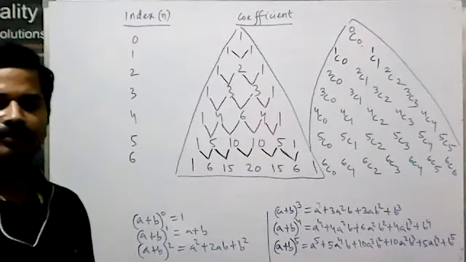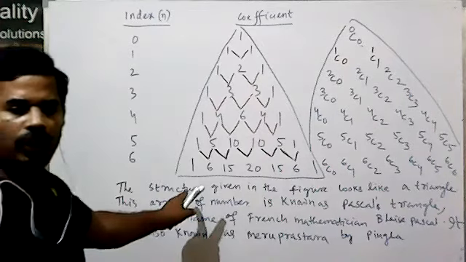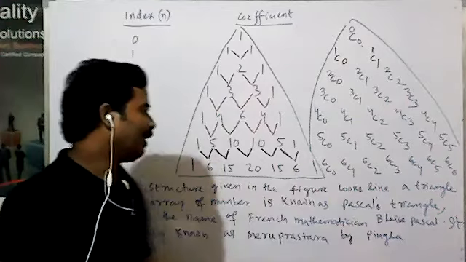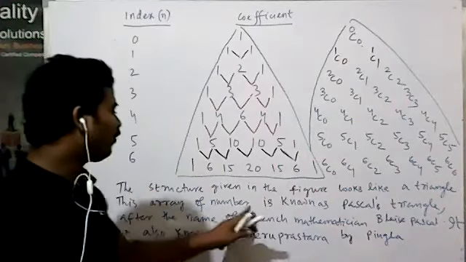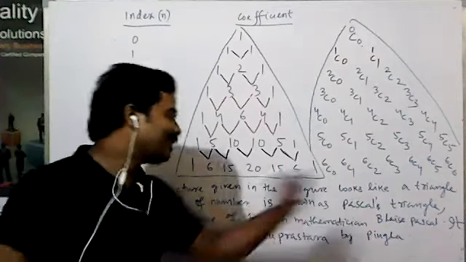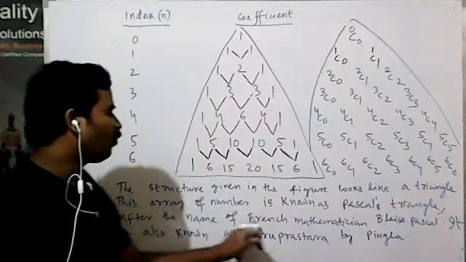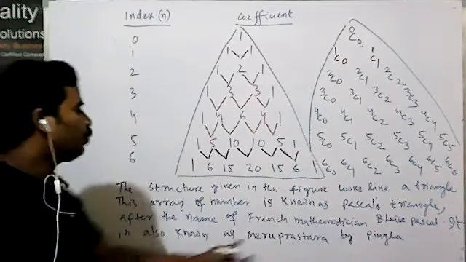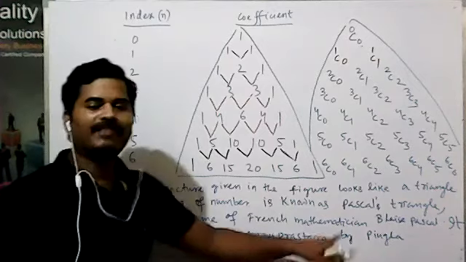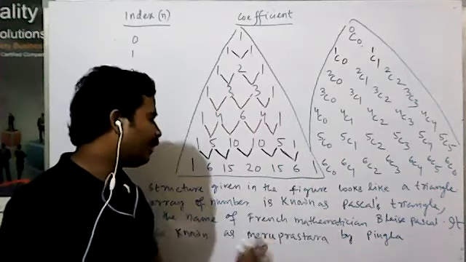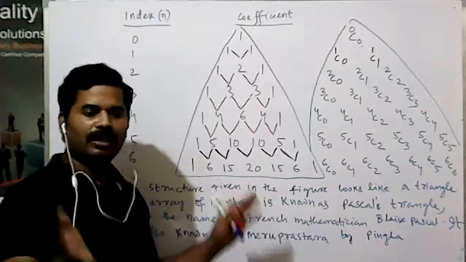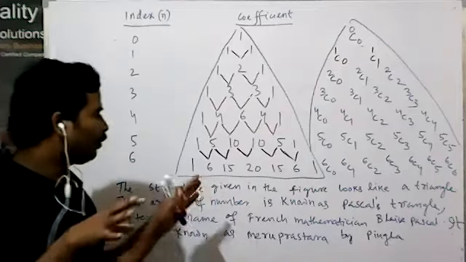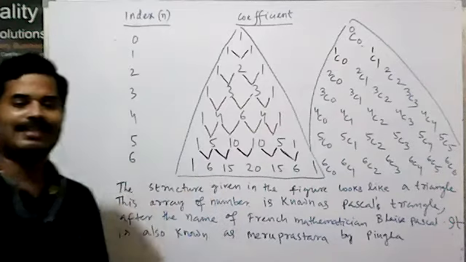That is okay. The structure given in the above figure looks like a triangle. This array of numbers is known as Pascal's triangle, after the name of the French mathematician Blaise Pascal. It is also known as Meru Prastara by Pingala. Pingala actually said that it is Meru Prastara. In some books, there is Meru Prastara, and that structure format is given, which also looks like Pascal's triangle.